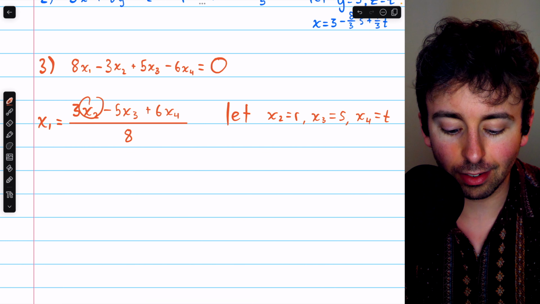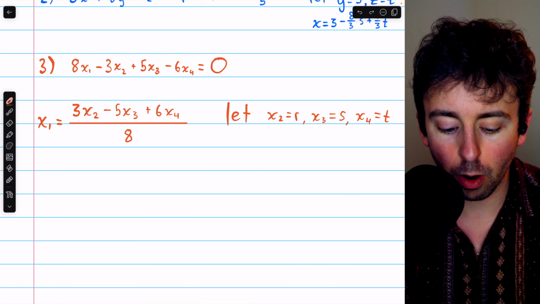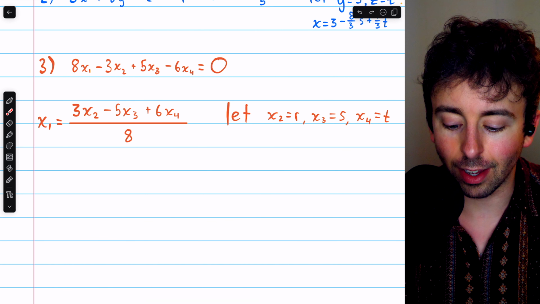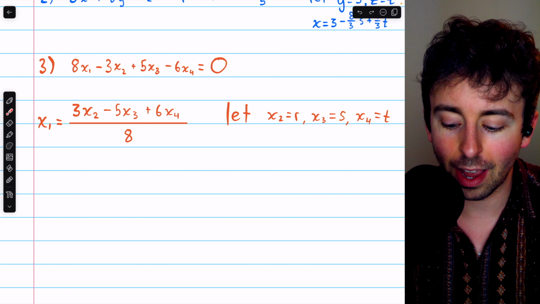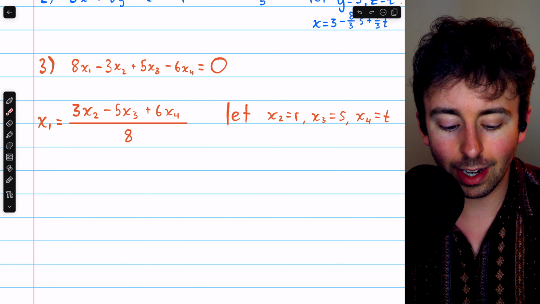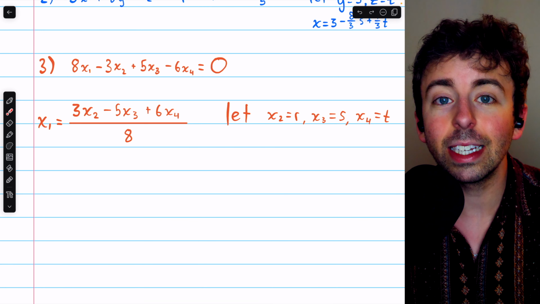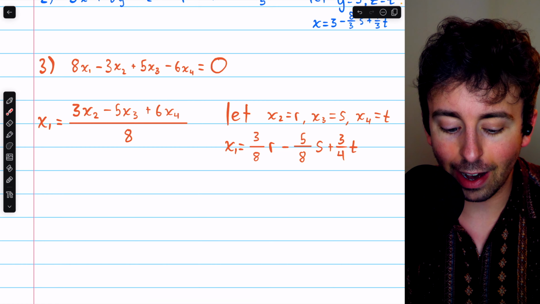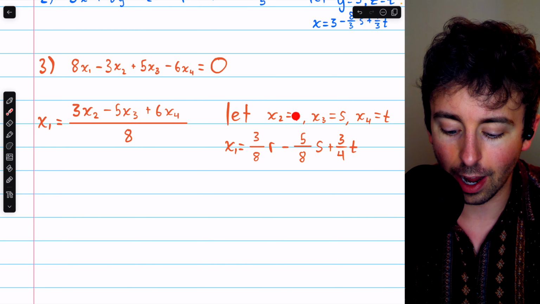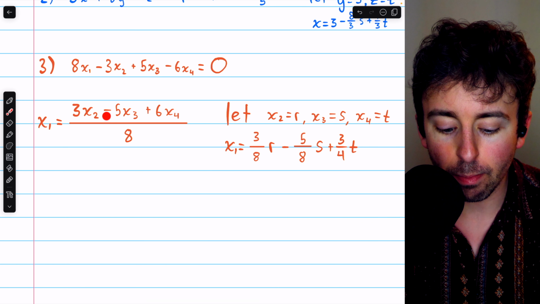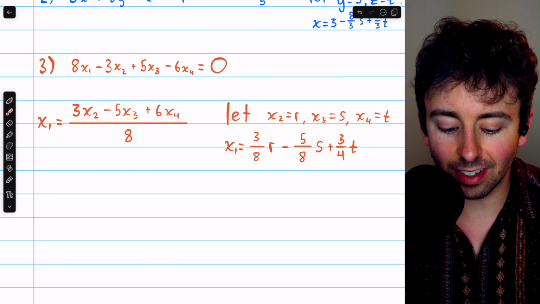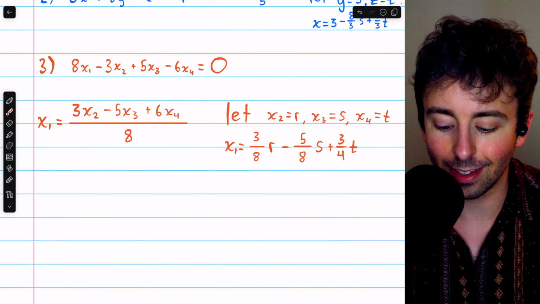Now we see that x2, x3, and x4 are free variables, so we'll assign them to arbitrary parameters. Say x2 equals r, x3 equals s, and x4 equals t. Then, again, we can rewrite x1 in terms of these parameters. And it looks like this. Splitting up the fraction, we have 3/8 times x2, which is r, minus 5/8 x3, which is s, plus 6/8, that's the same as 3/4, times x4, which of course is t.